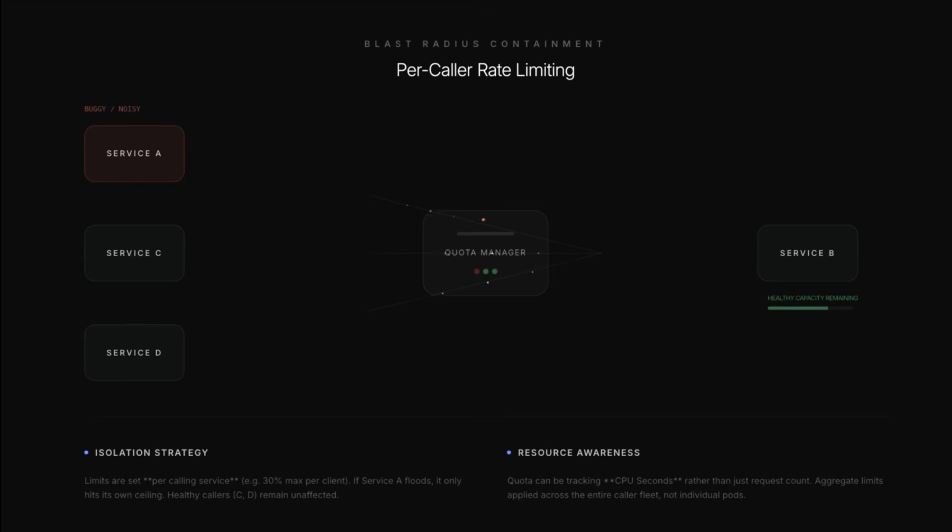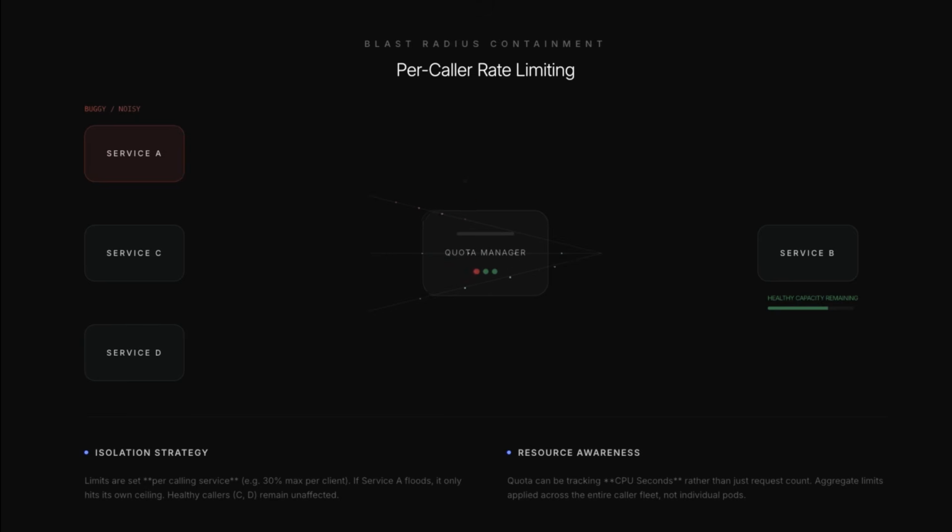Maybe it starts retrying too aggressively or sends some sudden flood of requests or whatever. Without per caller limits, service A can consume most of service B's capacity. Then even healthy services like service C and service D will also start failing even though they did nothing wrong, because service B is almost getting resource exhausted because of service A. This is how one bad caller can spread the failure to everyone else.